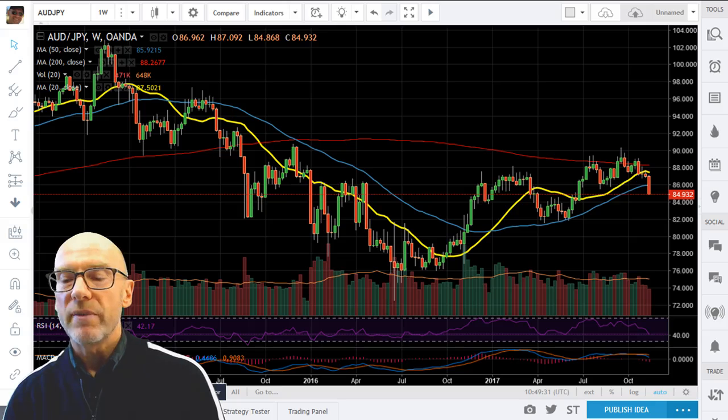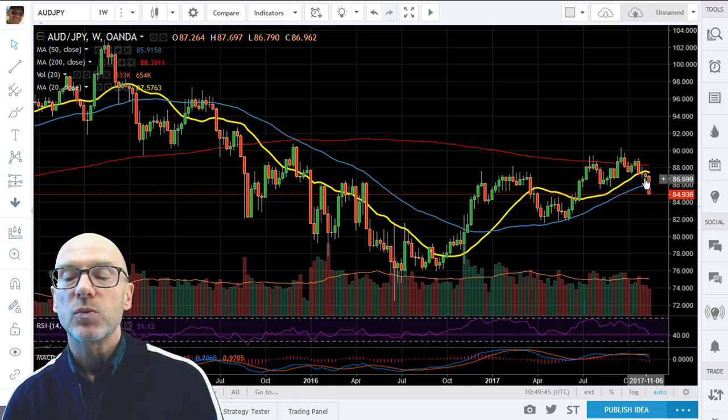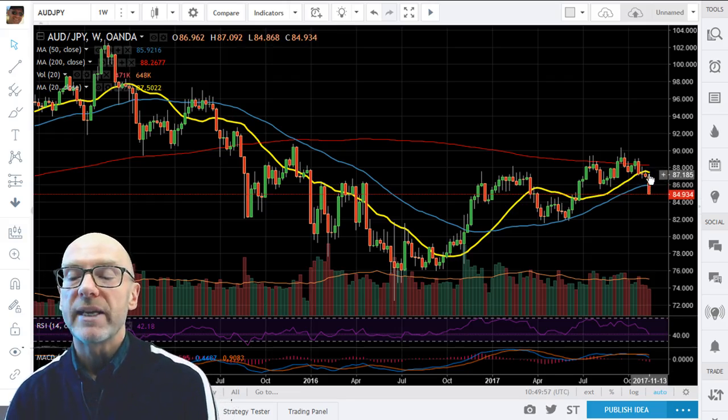So starting with the weekly chart, you can see that this week has been particularly bearish for the Aussie dollar, taking it down through the support of the 50-week moving average. You can see that last week the 20 was giving support, but we fell below it, and now we've collapsed away from it, and that 20-week moving average is now downtrending.